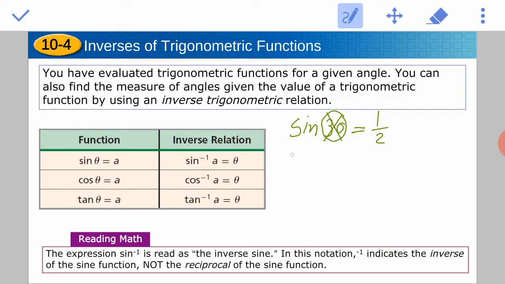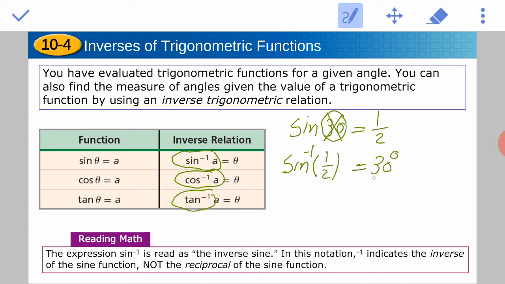We read it inverse sine. Whenever you see this -1 on the top, this is not power -1. This is the inverse sine or the arc sine of the ratio half. What angle has a sine ratio equal to half? The answer is 30 degrees. We read this arc sine, arc cosine, and arc tan, or simply you can read it inverse sine, inverse cosine, and inverse tan. Guys, remember that all coterminal angles have the same trigonometric ratios.